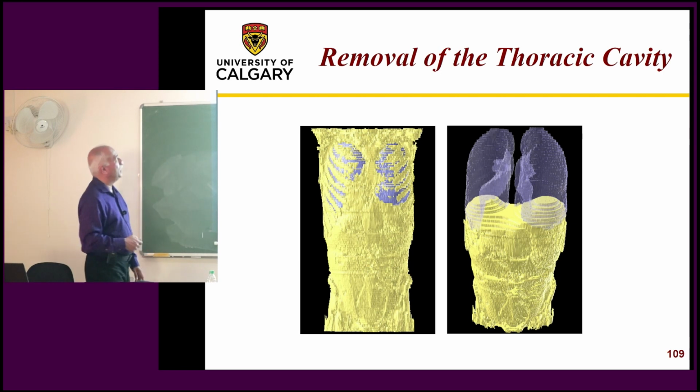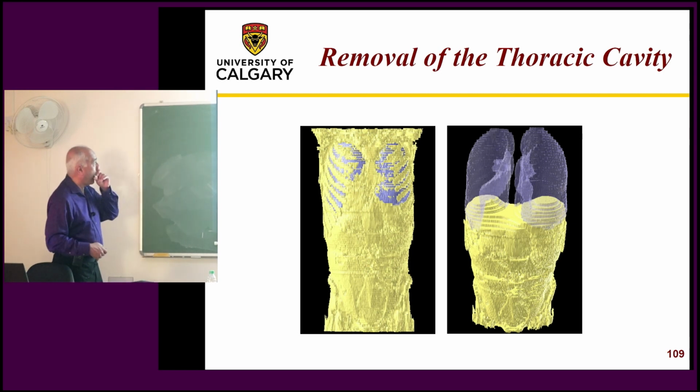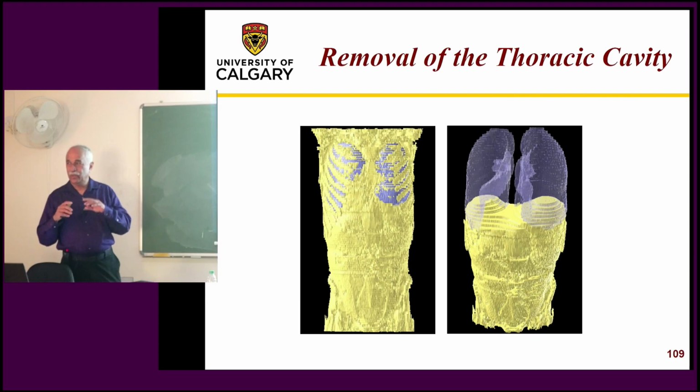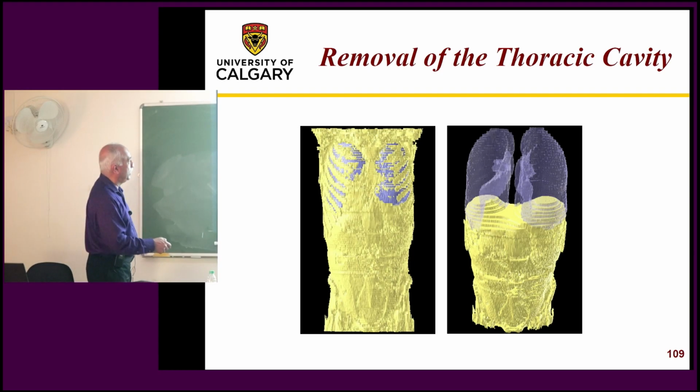So now we can remove the thoracic cavity. We can say everything above this dome we will throw away because we are looking at the abdominal region. We want to get tumors here, but there's still the pelvic region. We will get to that later.